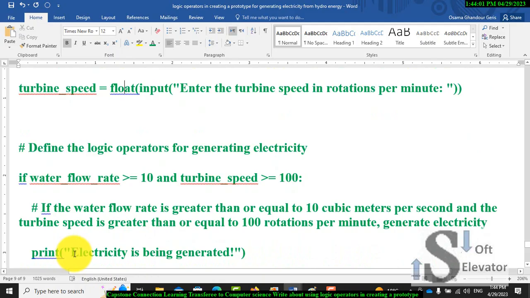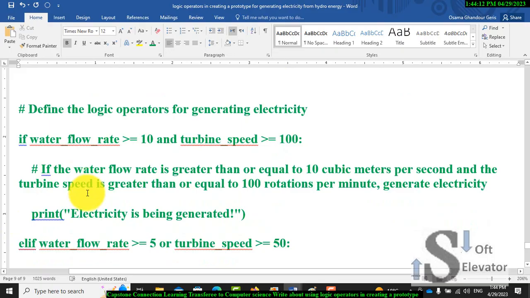And here the program: if the first variable, water flow rate, is greater than or equal to 10 and turbine speed is greater than or equal to 100, then it will print electricity is being generated, or an alarm or a signal appears here in the Arduino control system.